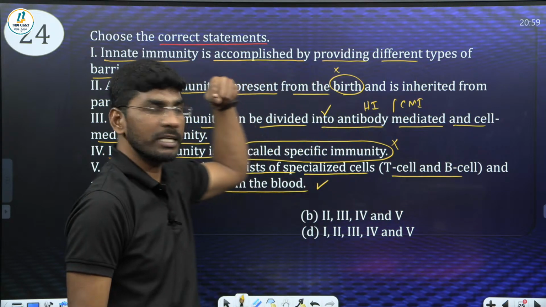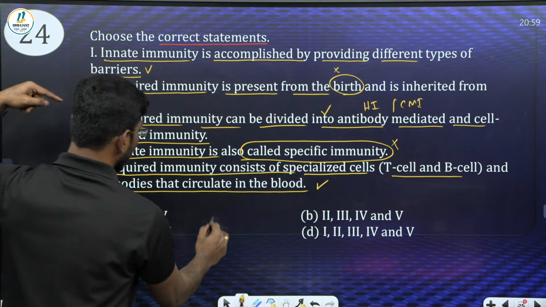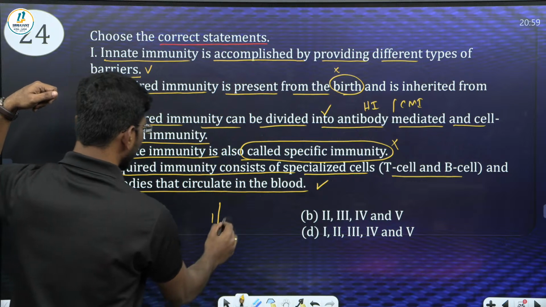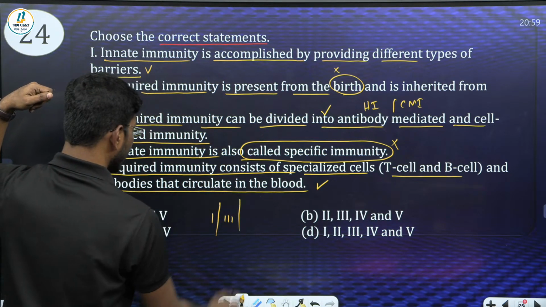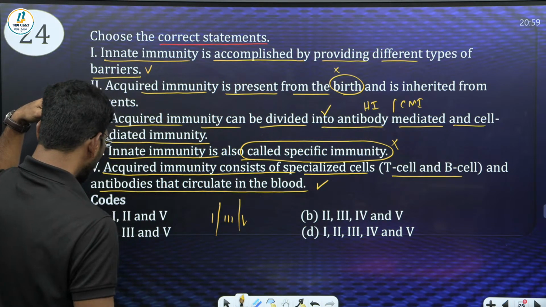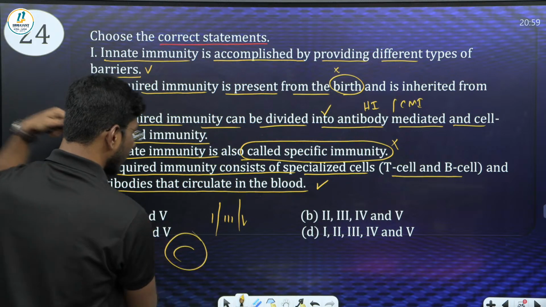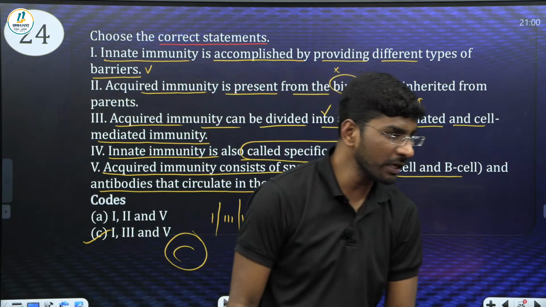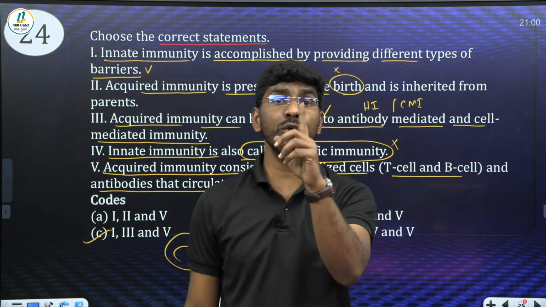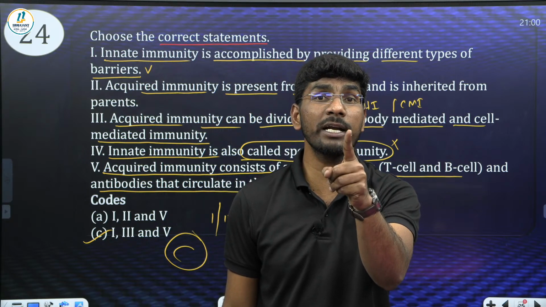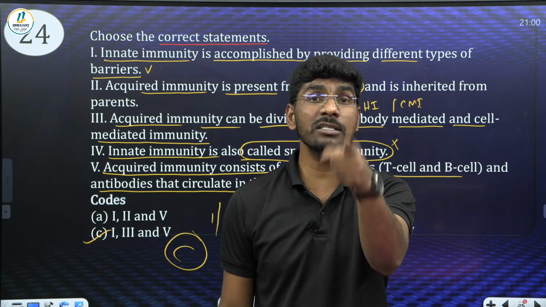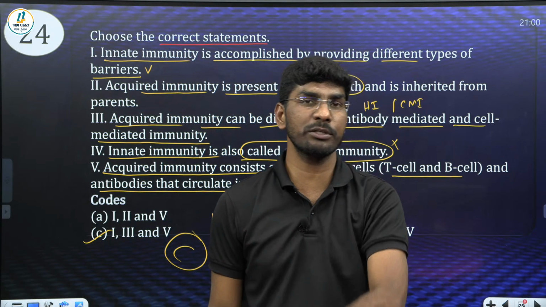What about the correct answer now? Tell me, how many are correct? 1 correct, after that 3 correct, after that 5 correct. What's the answer? 1, 3, 5, option C. Am I correct? Are you with me? Whenever you prepare statement based questions, my dear, you will be perfect. You can easily answer the 2 mark question also if you prepare the statement based questions.